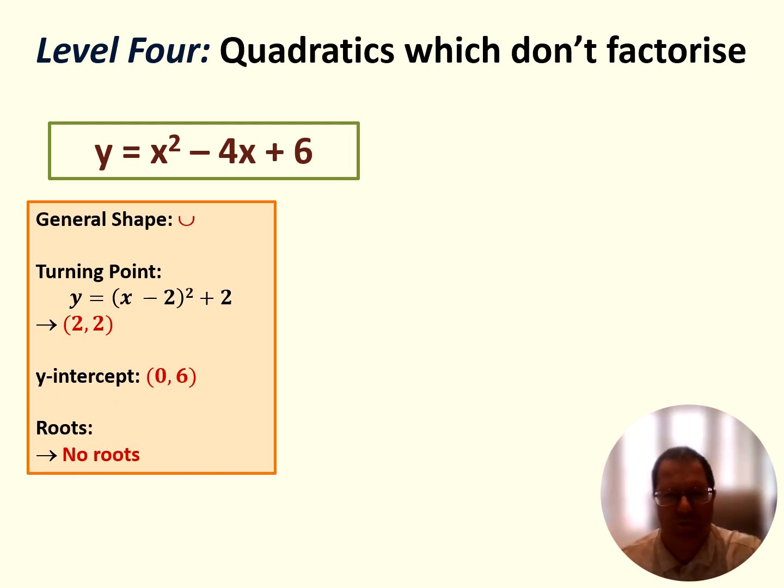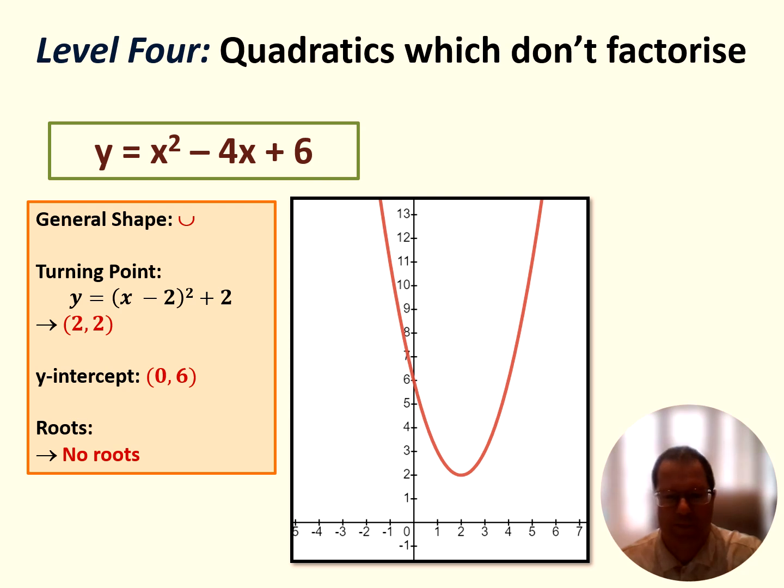Okay, level 4, this quadratic doesn't factorise. Not only does it not factorise, it doesn't actually meet the x-axis. So it's a positive quadratic. Its turning point is at (2, 2), which confirms it has no roots, and the y-intercept is at 6. And here's our graph confirming that it has no roots.